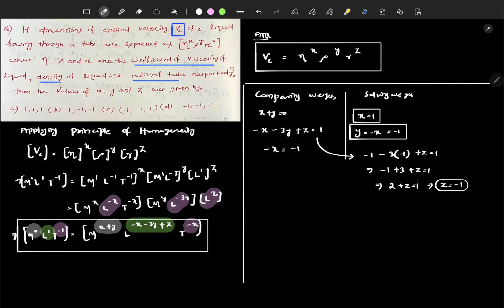So what was the question asked? Find the value of x, y, z. So x, y, z is equal to 1, minus 1, minus 1. Here our option B is correct. In this question, option B is the correct answer: 1, minus 1, minus 1.